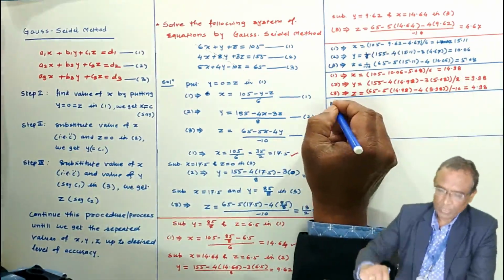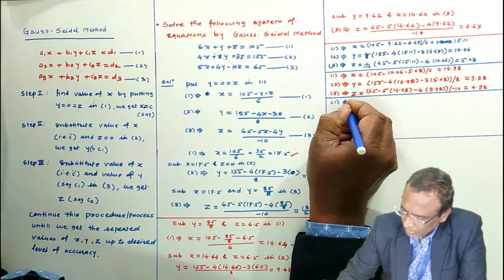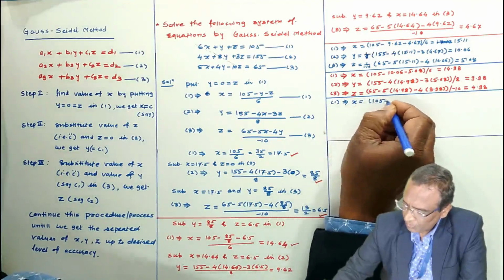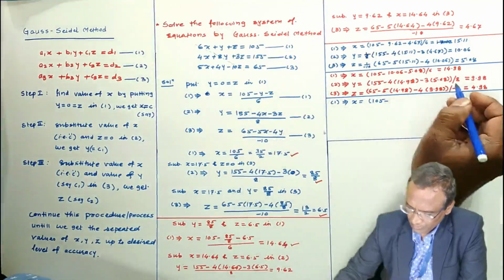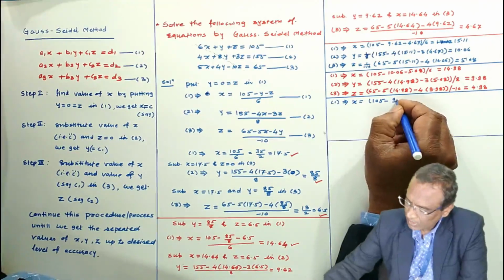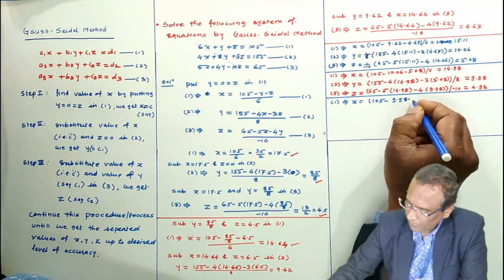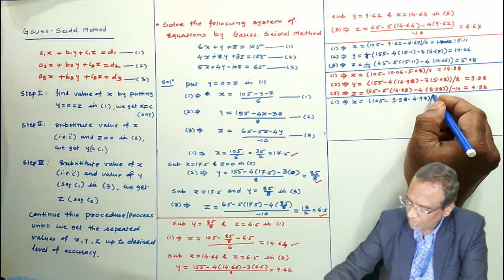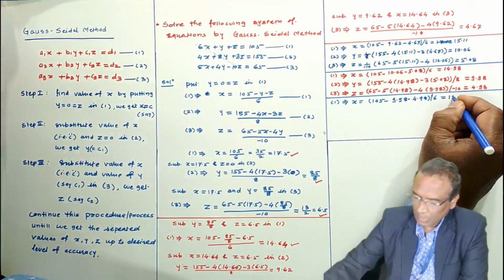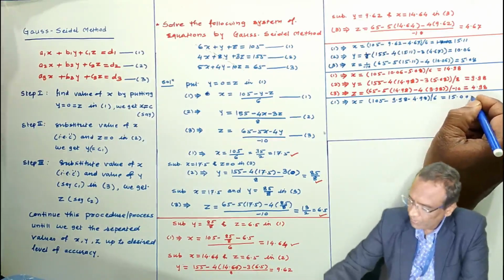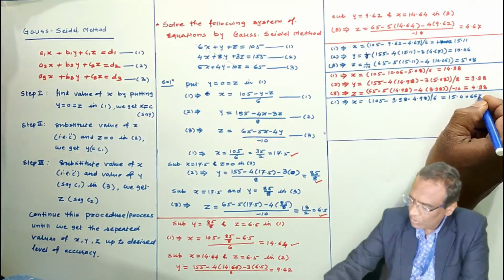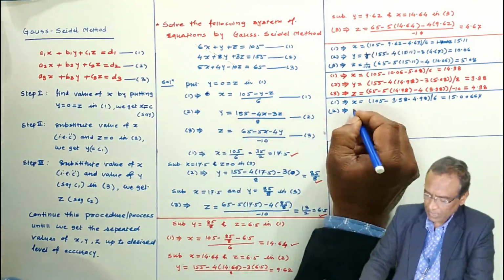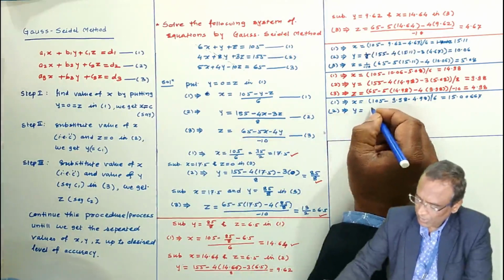Okay. Next, substitute for the next iteration. From equation 1, you will get value of x, means 105 minus latest value of y and latest value of z, this divided by 6, and the value is 15.00667.